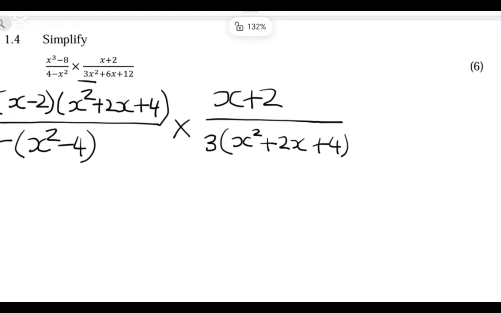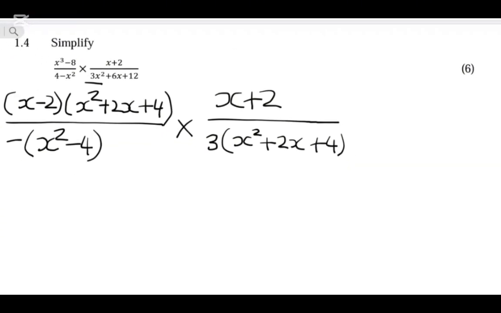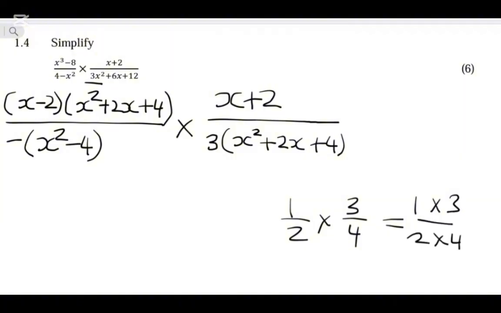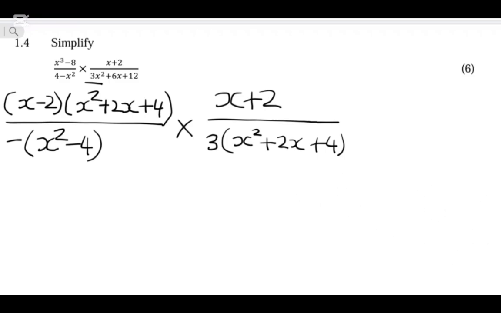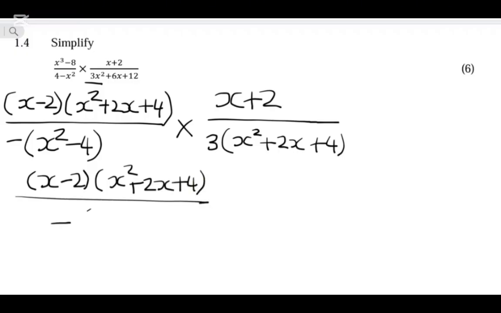So that one, I think, is going to make perfect sense now. So what can we do next? Remember, guys, this is an operation of multiplication. When we have, for example, 1 over 2 multiplied by 3 over 4, this is the same as 1 multiplied by 3 over 2 multiplied by 4. When we are multiplying, the numerator goes with the numerator, the denominator with the denominator. So quickly we can just do that and see what is going to happen there. So I'm going to have x minus 2, x squared plus 2x plus 4, which is divided by negative x.